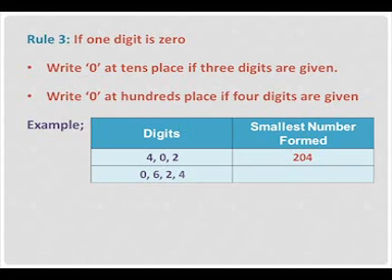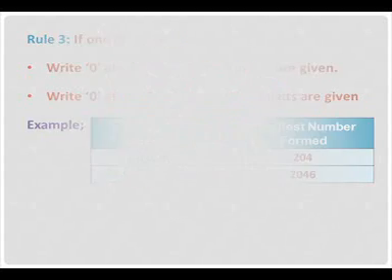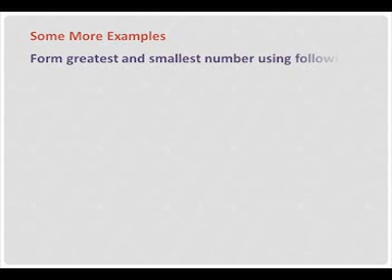In 0624, 4 digits are there, so the smallest number formed is 2046, as we will place 0 at hundreds place. I hope you have understood the topic. Now let's form greatest and smallest number using following digits.